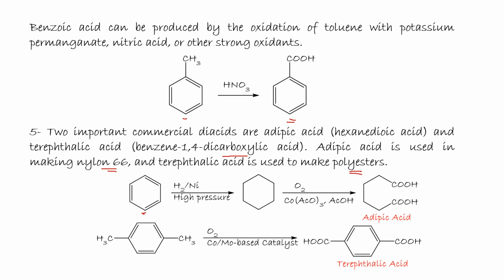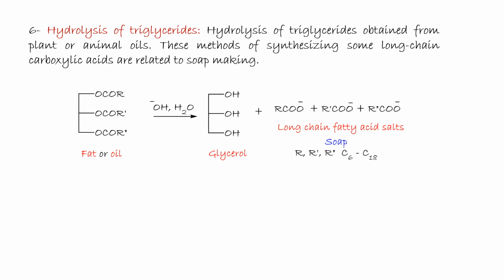Benzene reduction with hydrogen and nickel at high pressure provides cyclohexane, which upon oxidation with oxygen and cobalt(III) acetate in acetic acid provides adipic acid. Terephthalic acid is made from paraxylene, again by oxidation, and a cobalt-molybdenum based catalyst provides terephthalic acid.